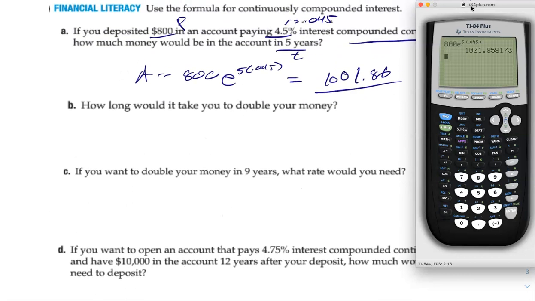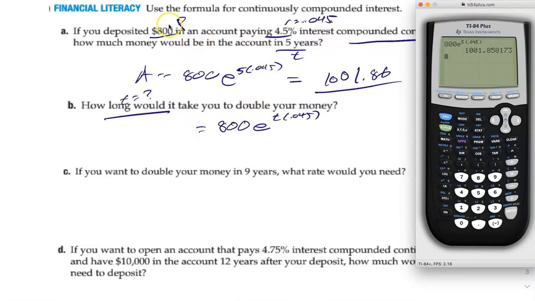So here's the thing with this one. We know this part. 800 is what I'm depositing. It says how long, so time is the question. I don't have 5 years anymore. I still have the same rate, 0.045, but I don't have time anymore. How much do I want to make? I want to double our money.